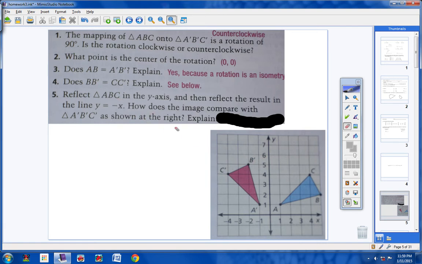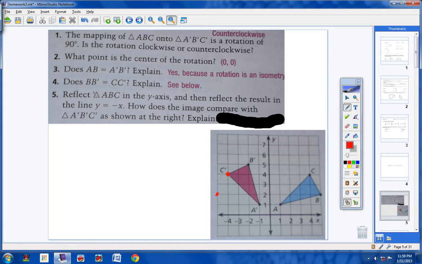Reflect ABC in the y-axis. Okay, now let's do this very carefully, alright? I'm going to reflect ABC in the y-axis. So, point C would go 1, 2, 3, 4, so right here. And then point B would be 1, 2, 3, 4, 5 right here.